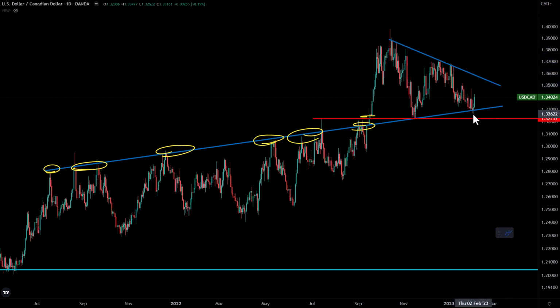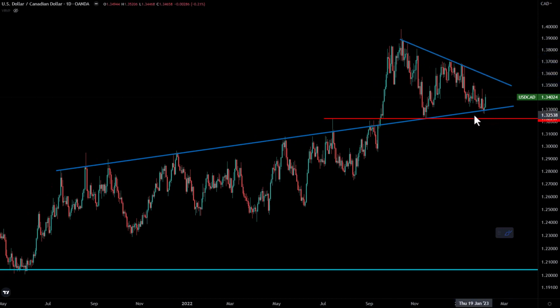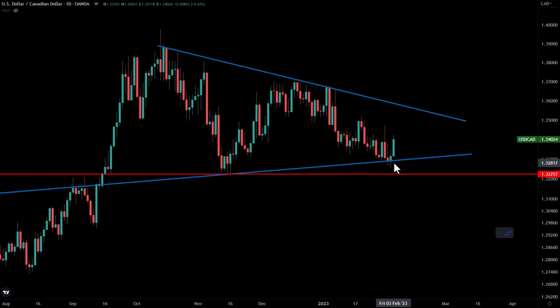Now, the level I mentioned recently was right around 133. So this was always support here for the dollar versus the Canadian dollar, and you can see where, sure enough, we got the bounce right from this area. So this was our key level. And so far, we are seeing that bounce higher.